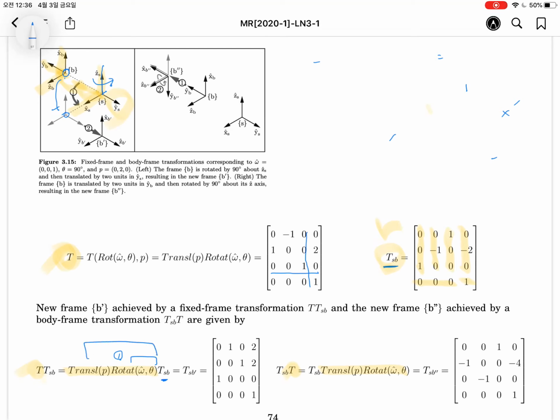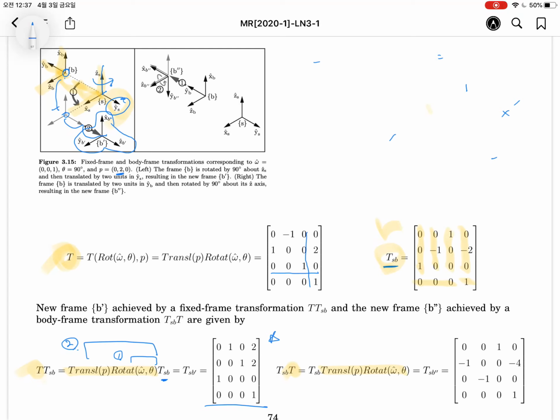And then the translation will be applied. Okay, translation, the axis is the Y using 2 units. So we take the y-axis and then 2 units is applied. So we have the final description of the transformation. Okay, we can check the correctness of this transformation.